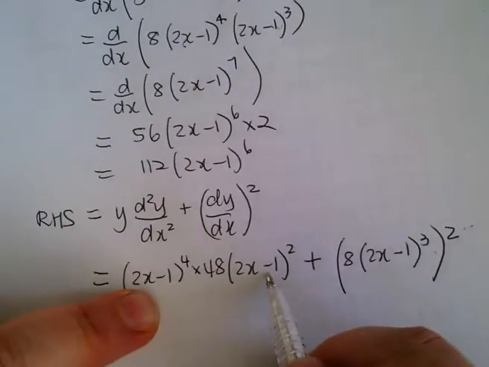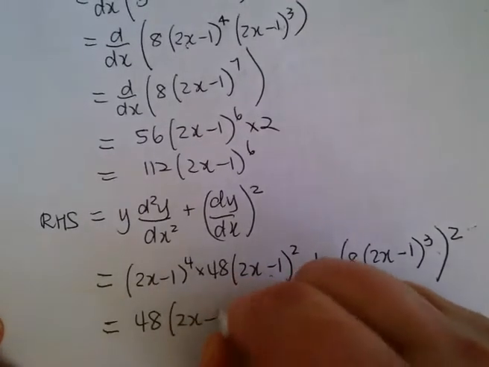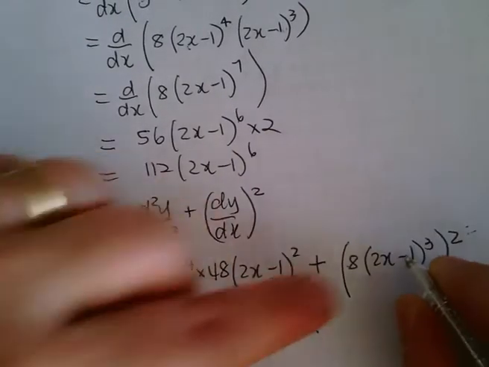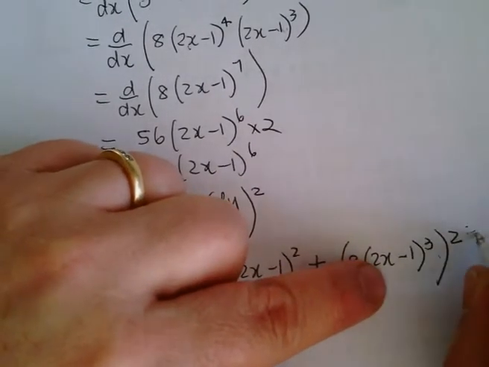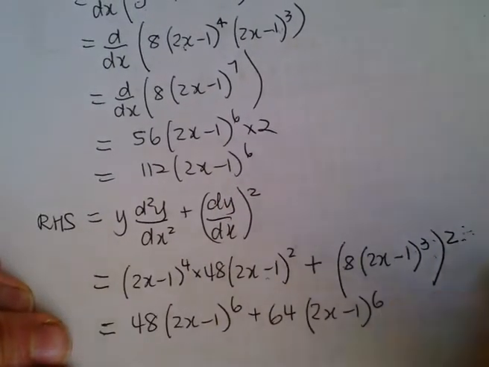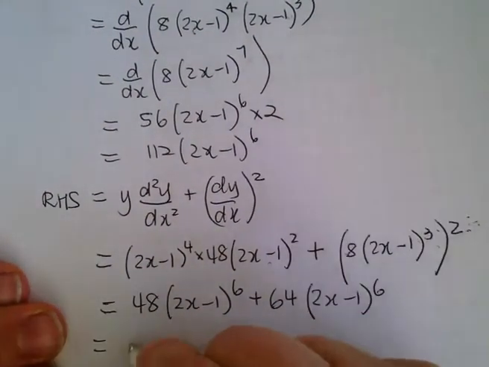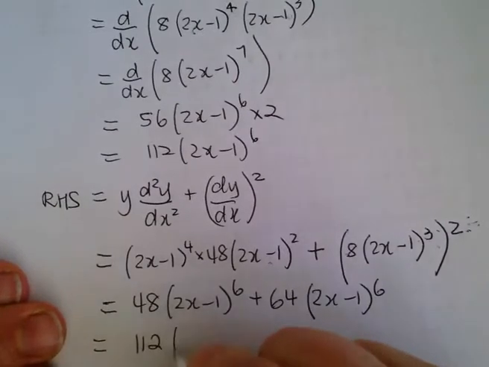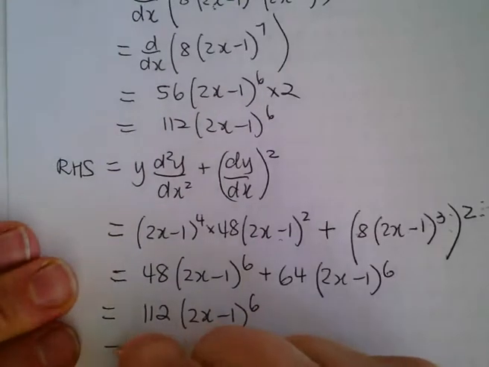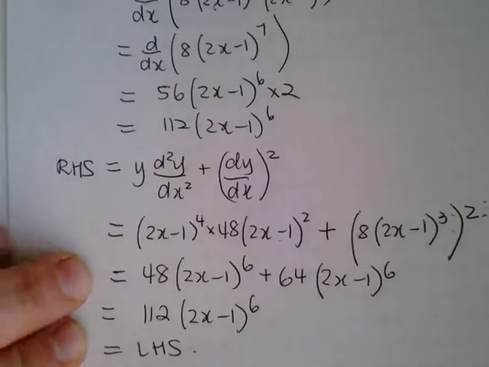So again, bases are the same. Add the indices. 48 times 2x minus 1 to the power of 6 plus 8 is squared. You get 64. When you do a m to the n, don't you multiply the indices? So you get 2x minus 1 to the 6. And hopefully 48 and 64 are 112, and I think they are. 2x minus 1 to the power of 6, which equals left-hand side. So therefore, it's true. Okay?